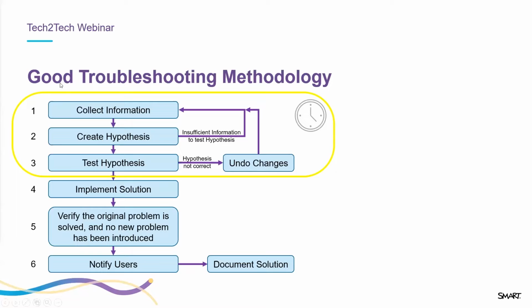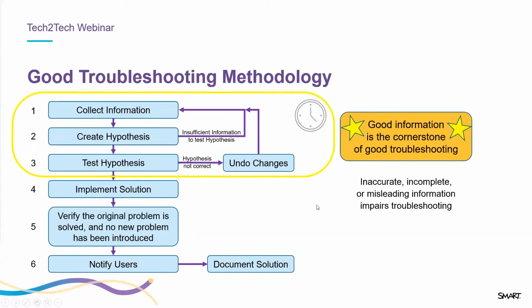Now, the first three steps here: collect information, create a hypothesis, and test that hypothesis, is the iterative part of troubleshooting. It is the part that can take the most time because there's generally a lot of repeat. You create a hypothesis and you put it to the test. And if it doesn't pan out, you're collecting new information and generating a new hypothesis.